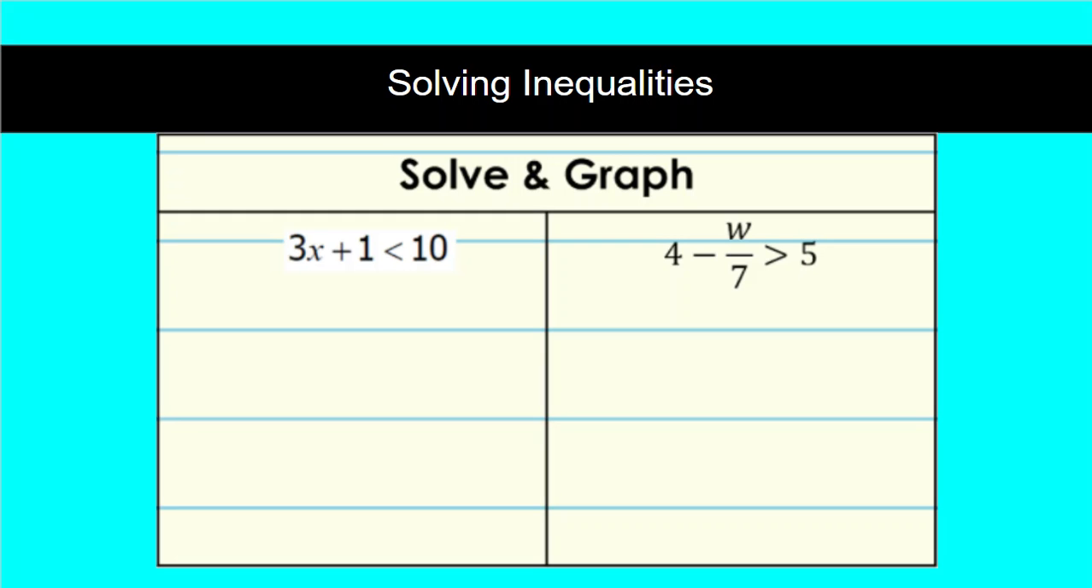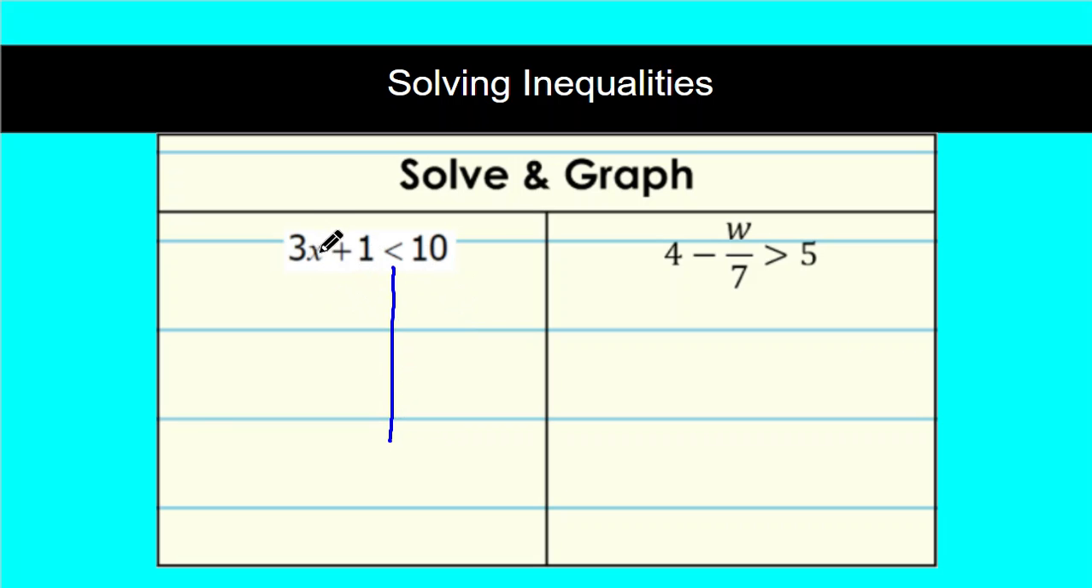All right, to solve inequalities, we solve them the exact same way we would solve equations. So let's do one for an example. I have 3x plus 1 is less than 10. I'm going to treat that less than sign as my equal sign. I'm going to draw a line right there, just like how we did when we had our equal sign. And then I solve this the exact same way I would solve an equation.